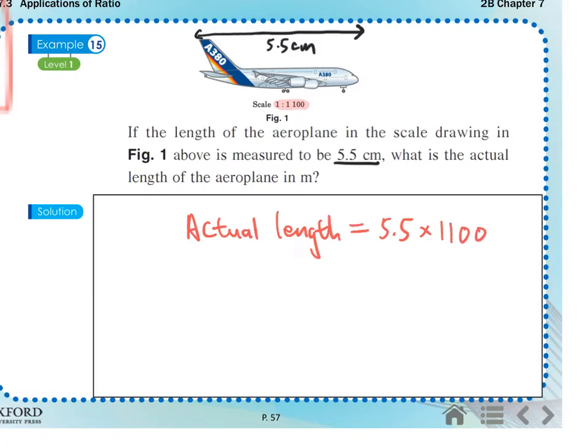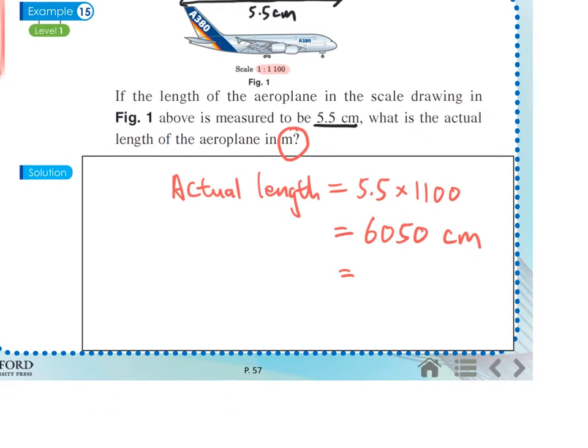And then the answer should be 6050 here. So what is the unit here? It is cm. But read the question. It's not cm as the final answer. It should be meter. So we have to divide by 100. So it becomes this one over 100 meter. So 60.5 meter.